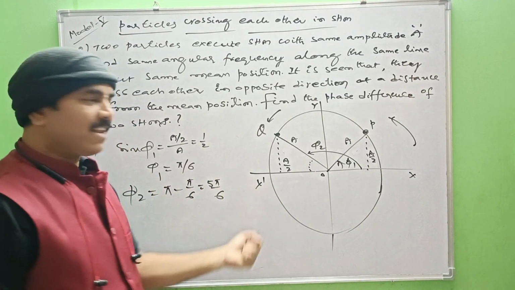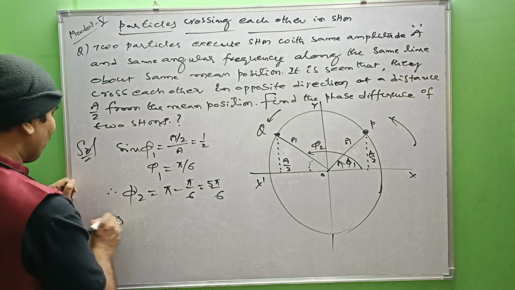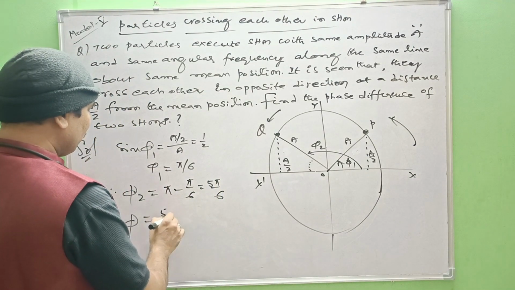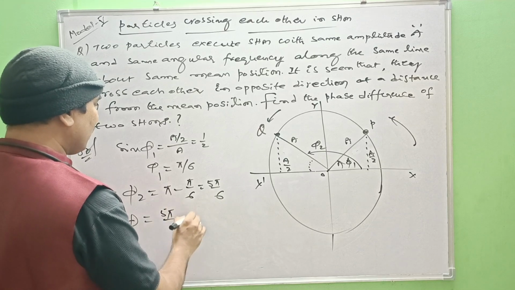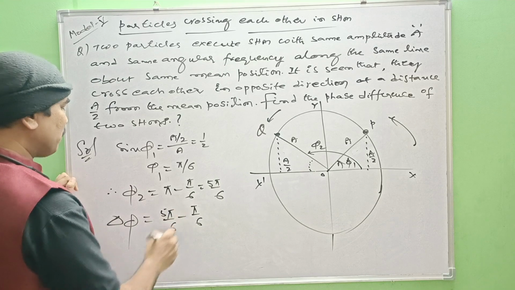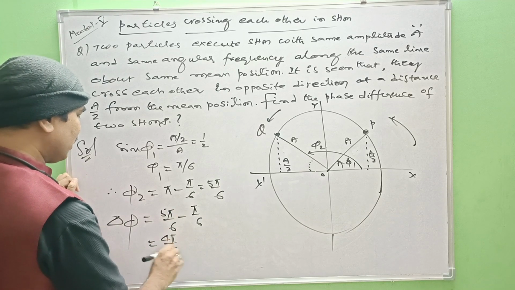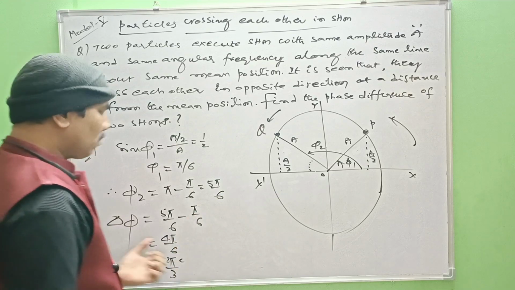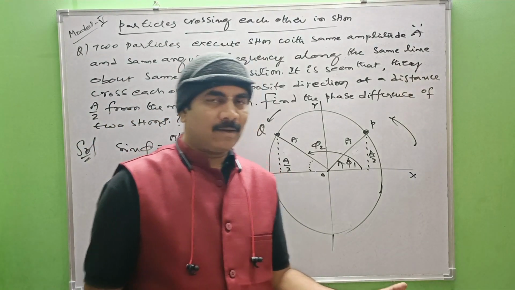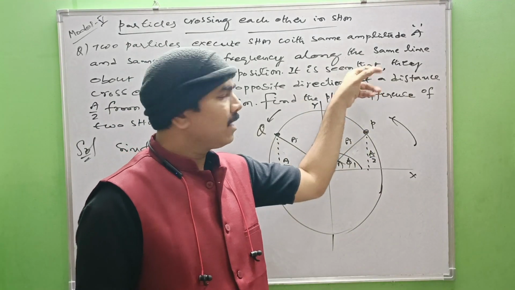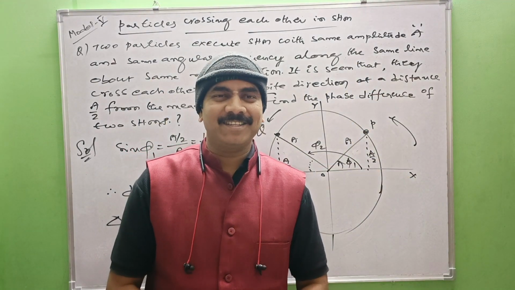Now what is the phase difference? Very simple. That is delta phi equal to 5 pi by 6 minus pi by 6. That is 5 pi minus pi, 4 pi by 6, that is 2 pi by 3 radians. So 2 pi by 3 radians is the phase difference between these two particles for the given data. Okay, right?